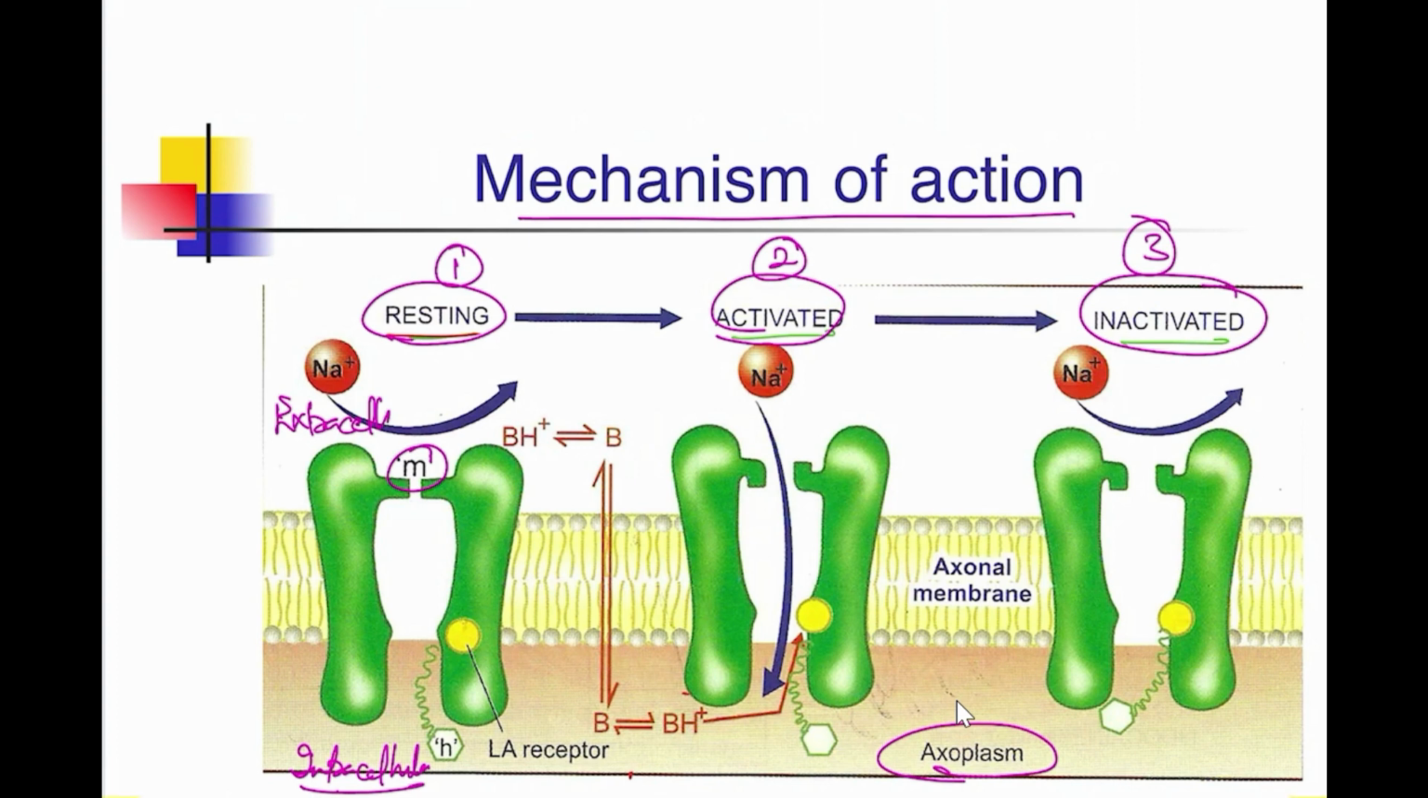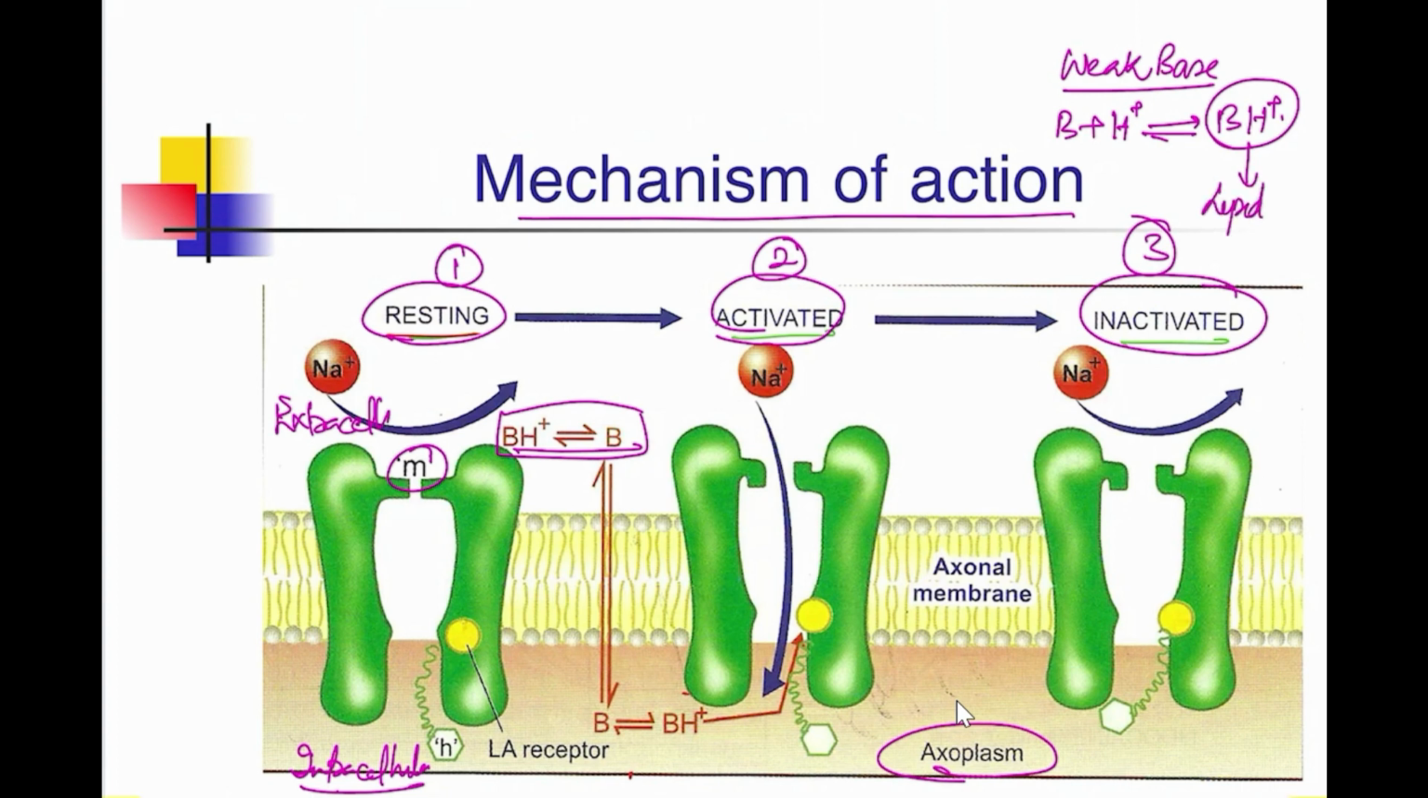Now what will happen when you give a local anesthetic? What are they going to do to this sodium channel? Local anesthetics are weak bases. Remember one thing, they are weak bases, so they are present in both states, ionized as well as unionized. Now you all know the unionized form is lipid soluble, so it is the one which can cross the membrane.